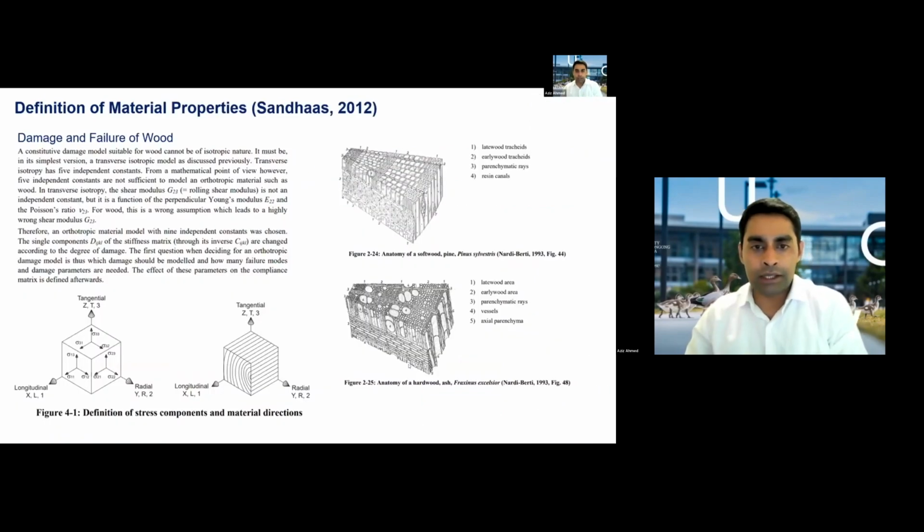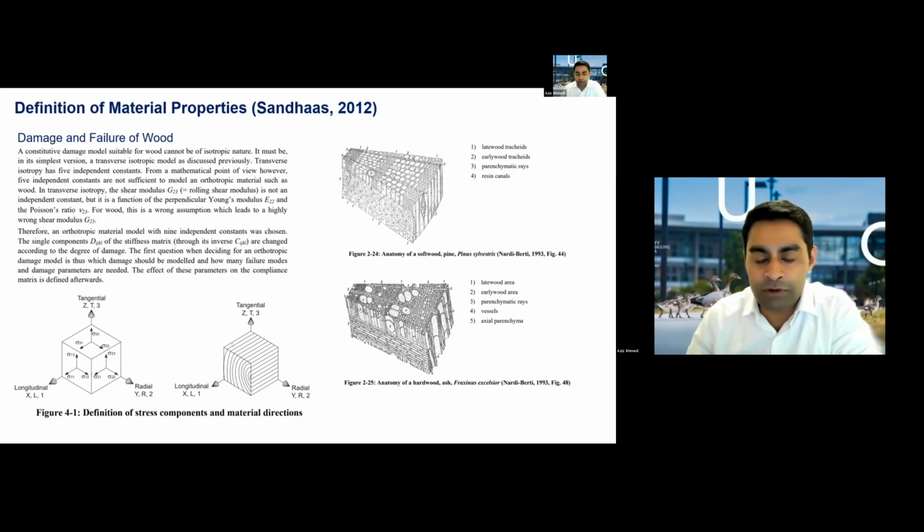Now, in very short, the right picture shows the anatomy of softwood, that's pine, and the anatomy of hardwood, that's ash, and you can very understandably see how complex these woods are. So they are nowhere near isotropic like steel or even concrete. And they're much more complex than that.